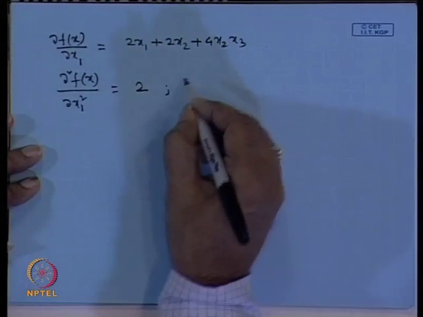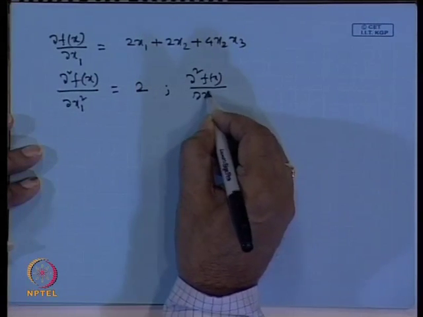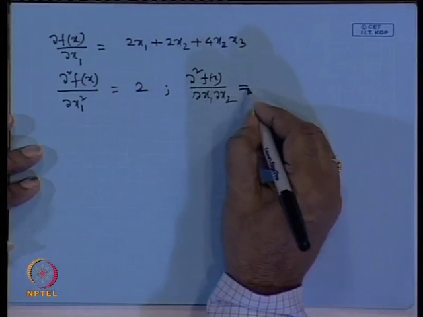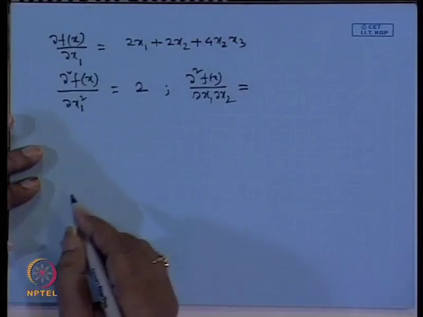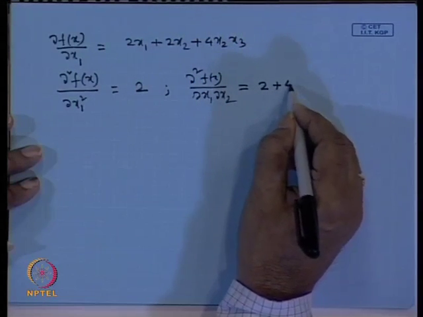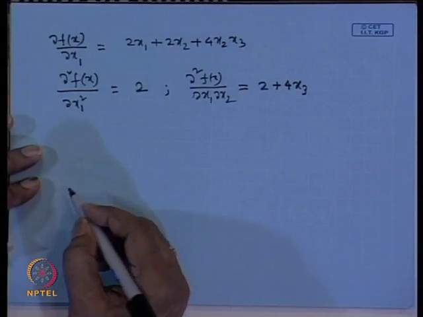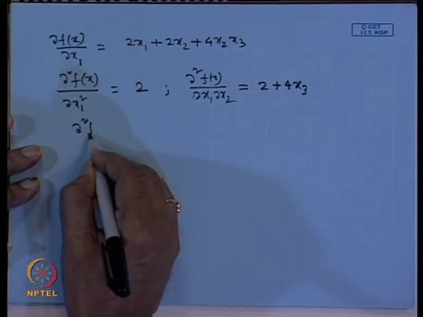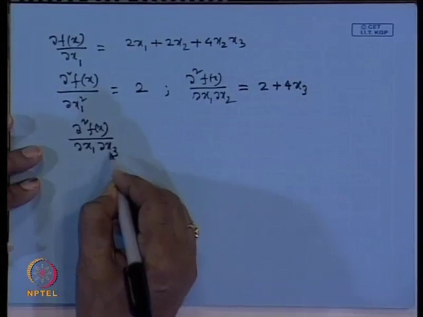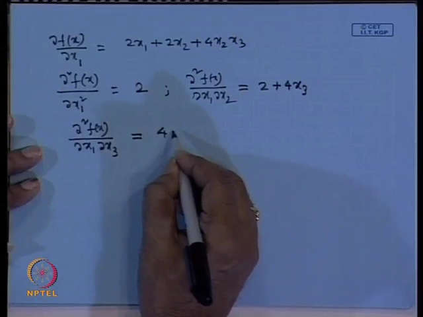Similarly, you differentiate this del f of x with respect to x 1, already you have differentiated with respect to x 2, then it will come 2. Then for x 3, it will come 4 x 3, agree? Then again you can differentiate del f of x, del x 1 del x 3, this one with respect to x 3, that will come 4 x 2.